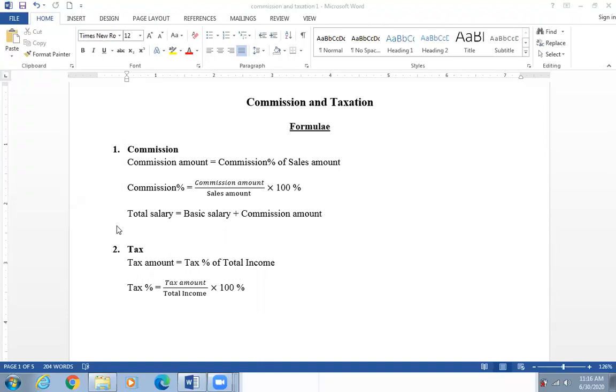So this condition also happens in some departmental stores or in some cases. Insurance companies also have the same thing. If you make more customers, you are going to get more salary. So more commission means more salary. These are the formulas of your chapter: commission amount, commission percentage, total salary. Tax we'll learn tomorrow. So let us learn commission today. Let us go to the topic.